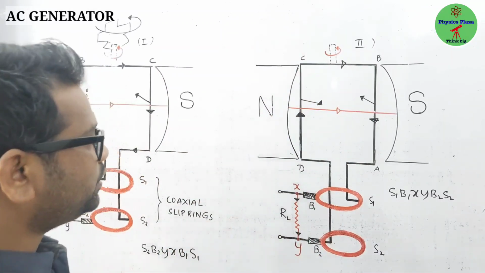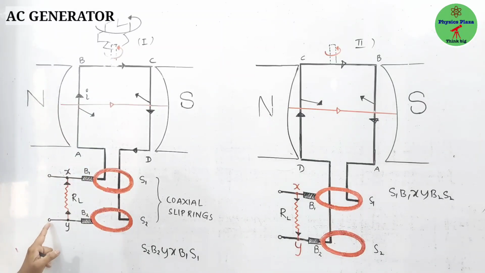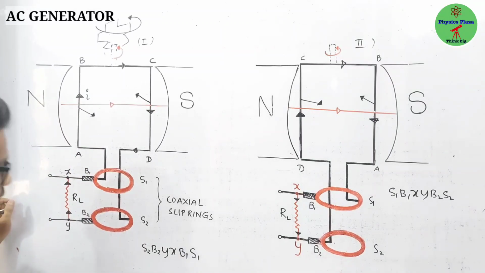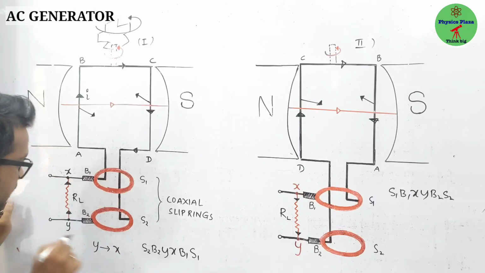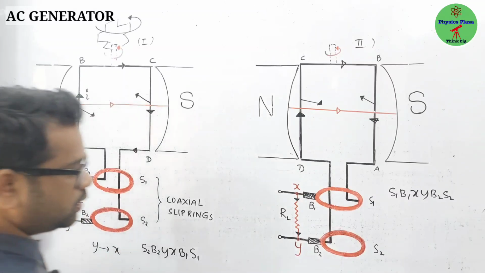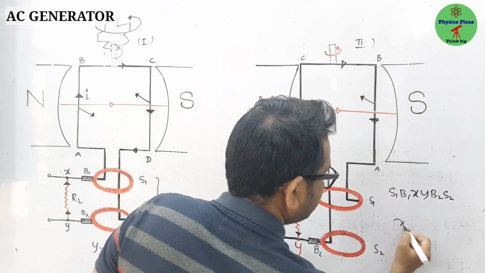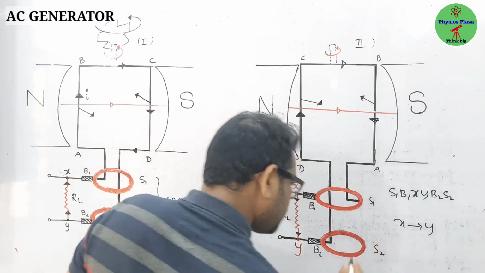But the very important point, if you can notice, children, what is the direction of current here? Y to X. In this case, in a load resistance, the current is flowing Y to X. Very important, Y to X. But here the current is flowing X to Y. Which means what here?